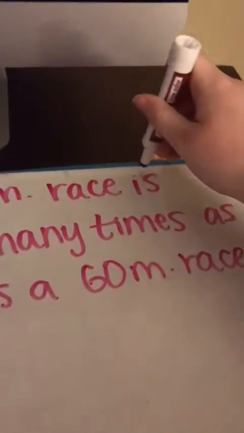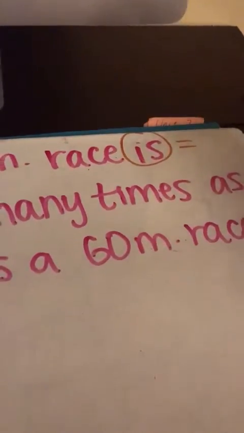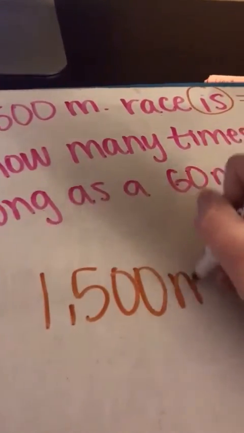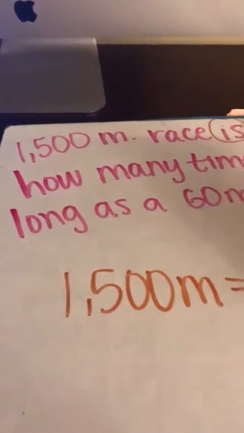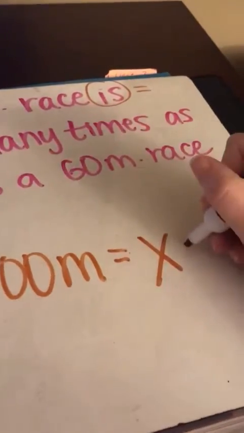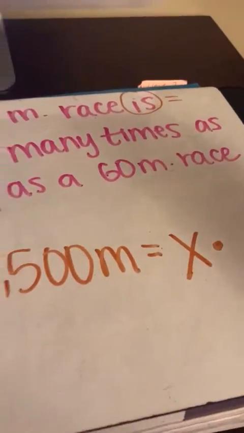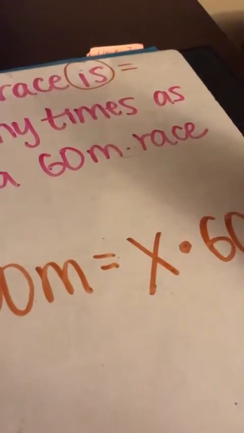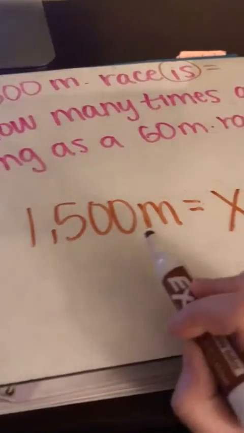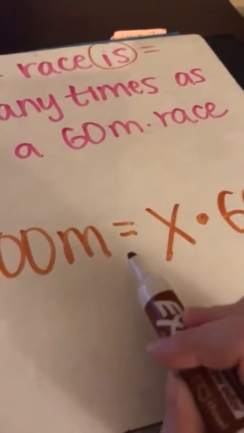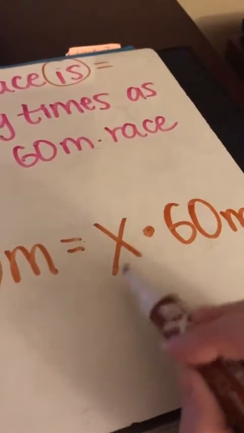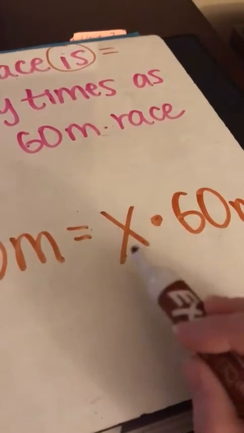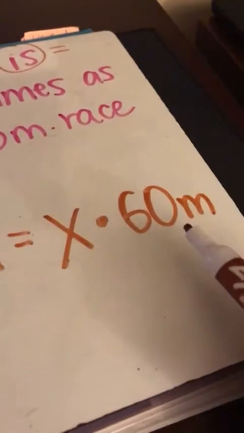So remember, is can be an equal sign. So we have a 1,500 meter race, and it is how many times x? X is our variable. How many times as long as a 60 meter race? So our equation says 1,500 meters equals how many, we don't know our variable, you can use any letter you want, how many times 60 meters?